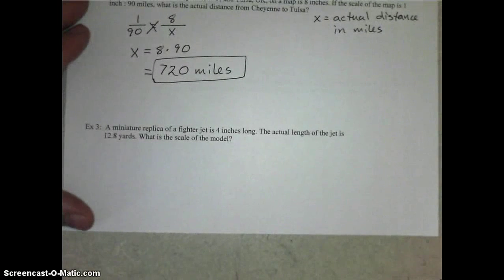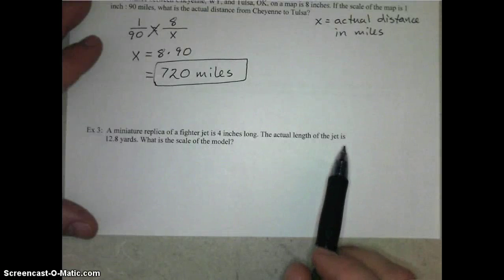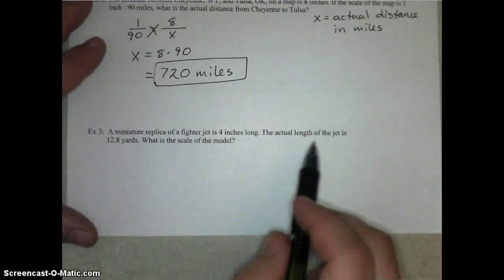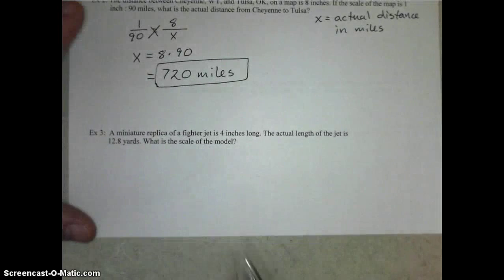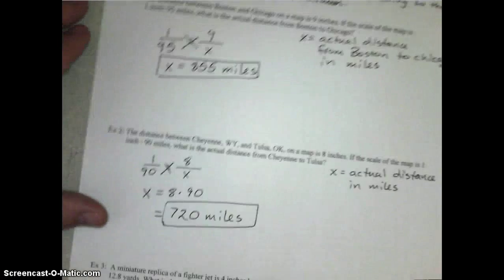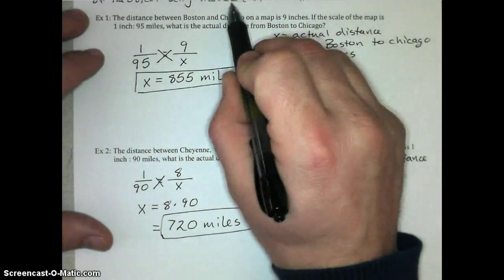Example 3, we have a miniature replica of a fighter jet that's 4 inches long. The actual length of the jet is 12.8 yards. What is the scale of the model? And so this problem is asking us to actually write what that ratio is in simplified form. Remember, the ratio for scale model always compares the length of the model to the actual length.